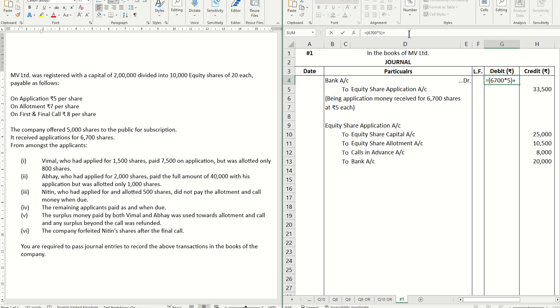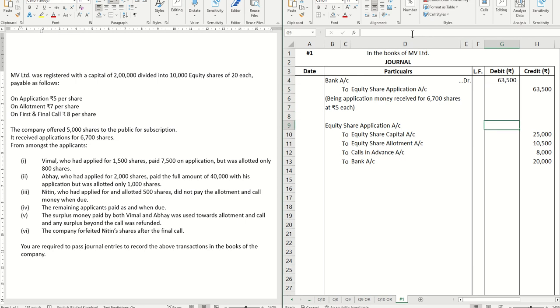He has applied for 2,000 shares, but he received only 1,000 shares. So for 2,000 shares, the ideal money is 2 into 5, 10,000, but he has paid 40,000, right? 30,000 are extra for him. So that comes here. This is the tricky part you have to remember.